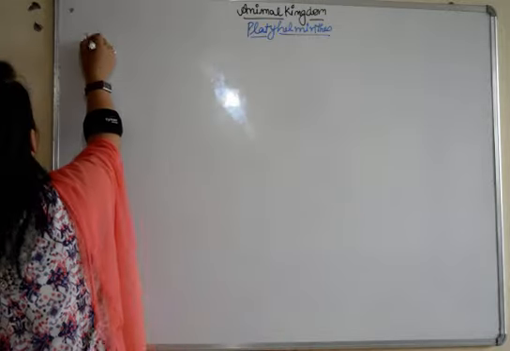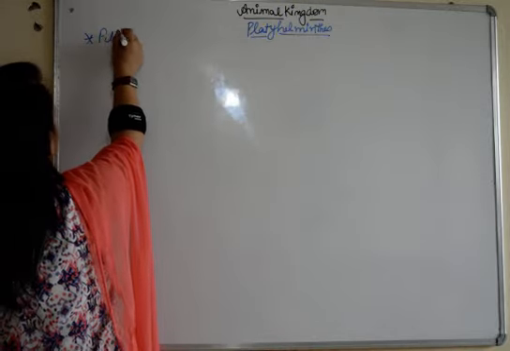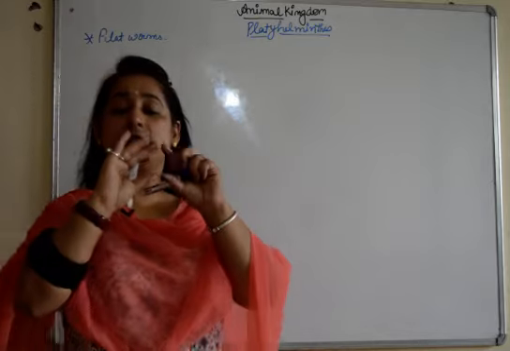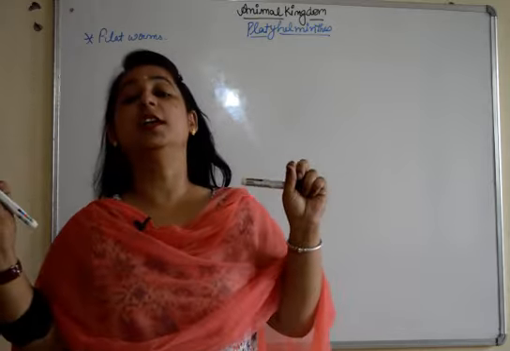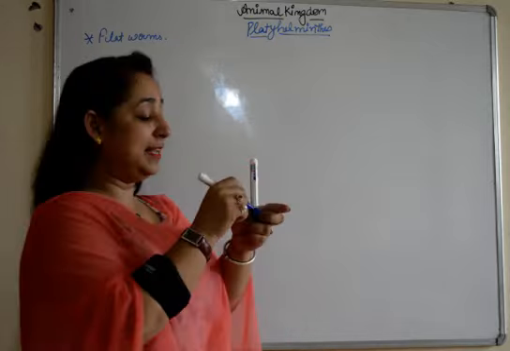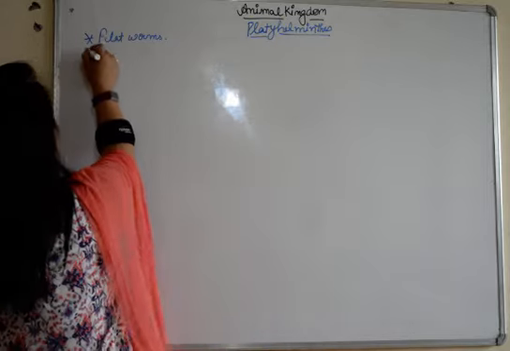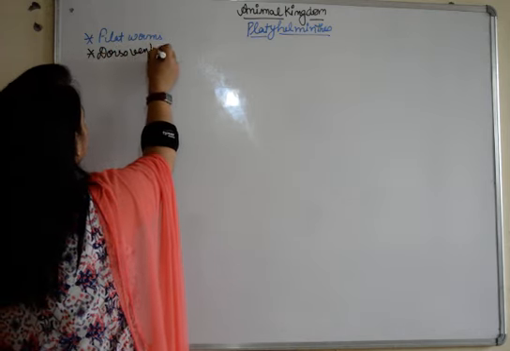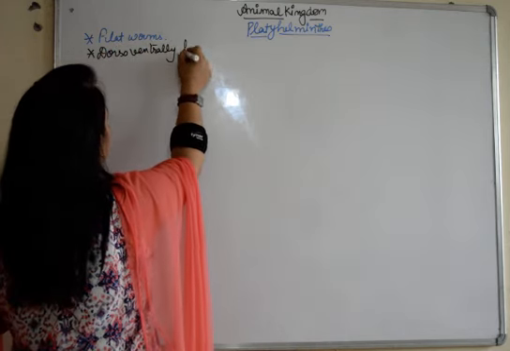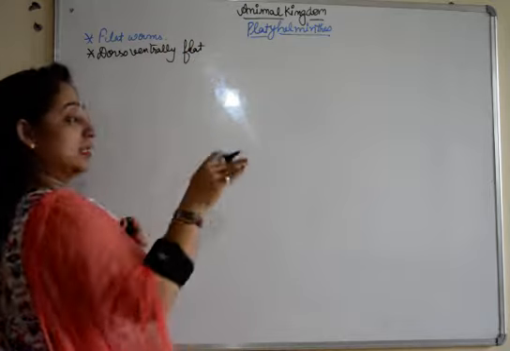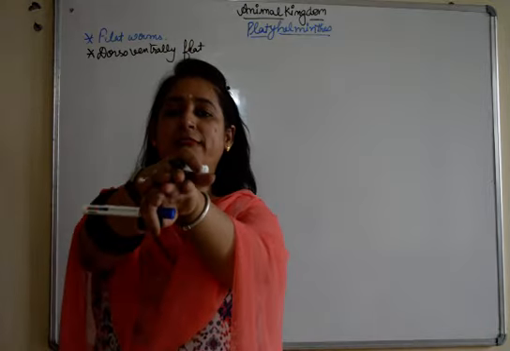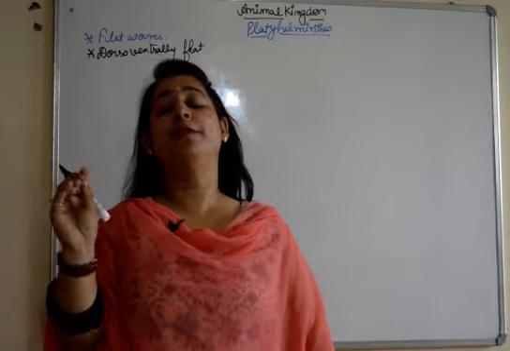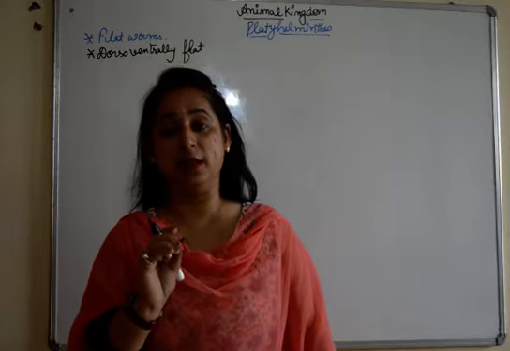Platyhelminths are also called flatworms. Why? Because of their flat structure. They are dorso-ventrally flat. What does that mean? That dorsal side as well as ventral side, it's all flat. It's just like a tape, just like a ribbon. So this is the shape of the flatworms or platyhelminths.